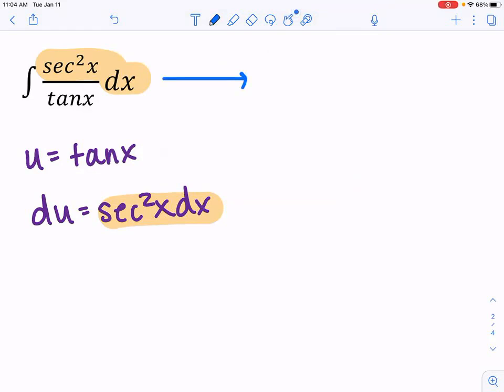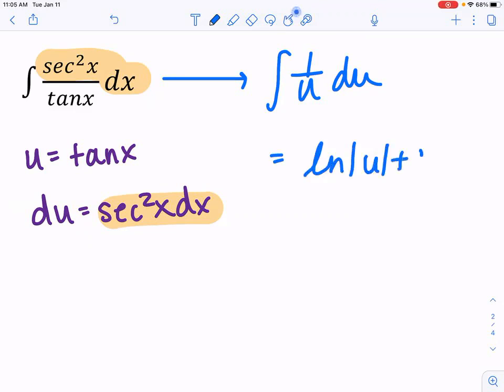Our integral becomes, oh, this is really nice. I don't even have to worry about a pesky coefficient. 1 over u du. We get the natural log of the absolute value of u plus c, which would be the natural log of the absolute value of the tangent of x.